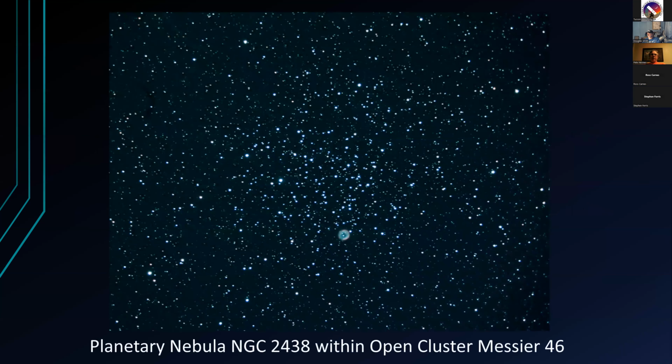So here's another example. This is the planetary nebula NGC 2438 within Messier 46. So the open cluster is here in this background area, and we can see this planetary nebula here.